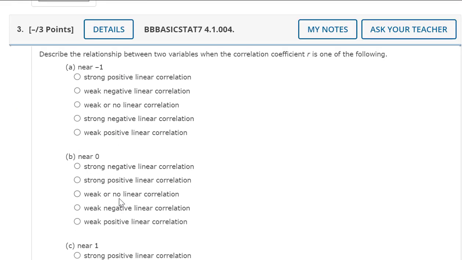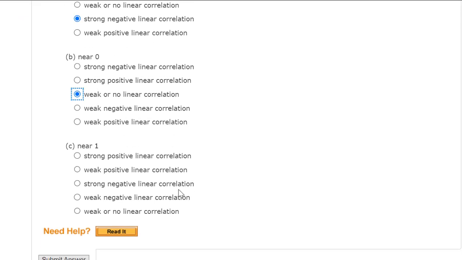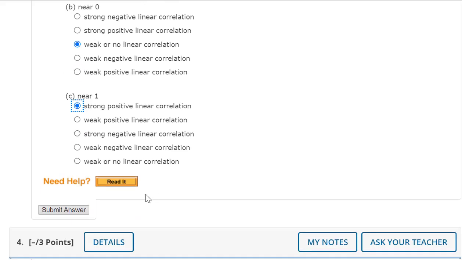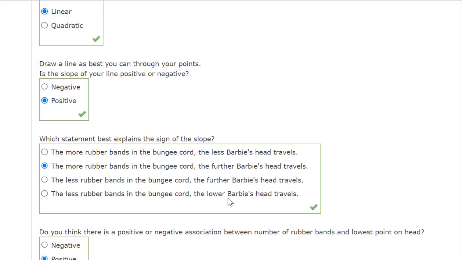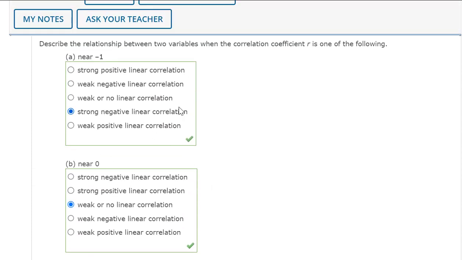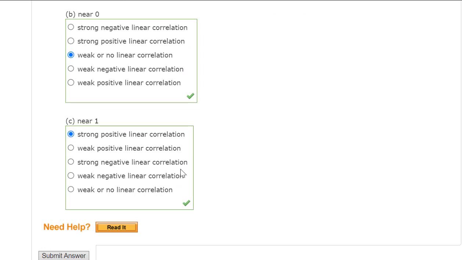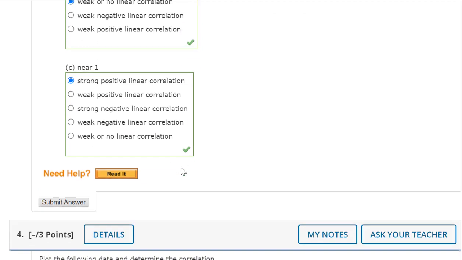Describe the relationship between 2 variables when the correlation coefficient is one of the following. If it's near -1, that means it's a negative slope, and it's actually quite strong. So it's a strong negative linear correlation. If it's near 0, it's weak. There may not be a linear correlation. If it's near 1, it's a very strong positive correlation. And here we go, you can see there it is: strong negative linear correlation when it's near -1, weak or no linear correlation when it's near 0, and a strong positive linear correlation when it is near 1.